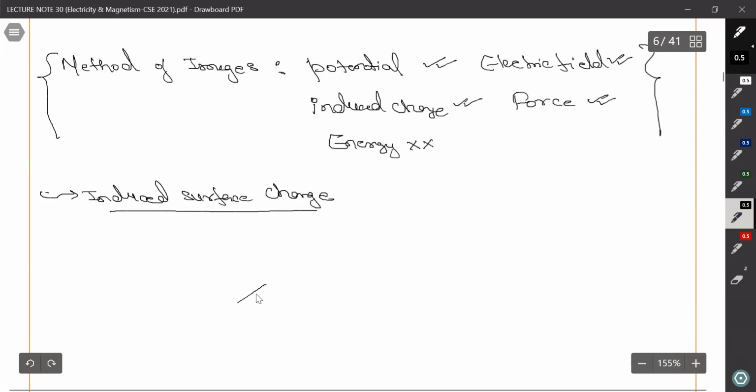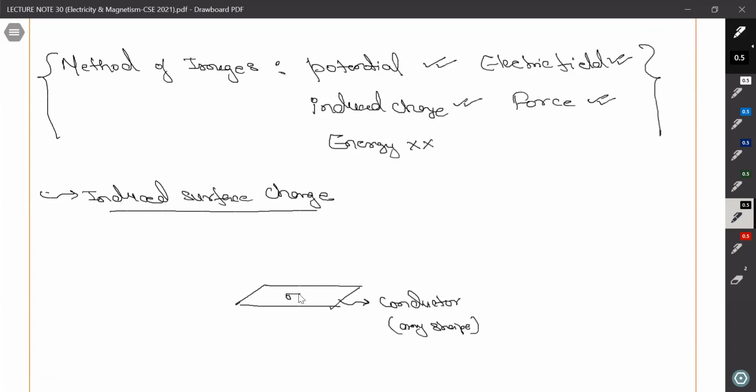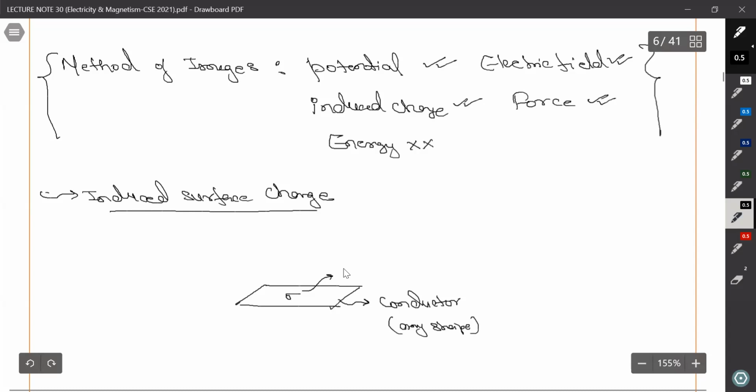Right? So, if you remember, if you have a conductor, I mean to say conductor of any shape, and if it has a sigma as surface charge. You have studied in your engineering classes also this thing. So a point near the conductor, the electric field can be written as sigma upon epsilon. Right? I guess you know these things, right?